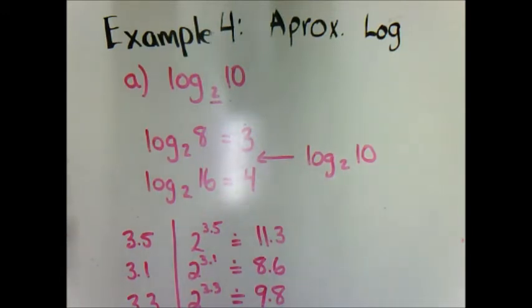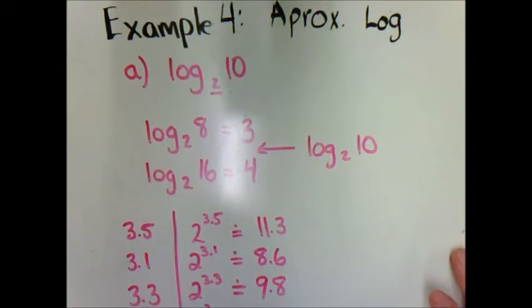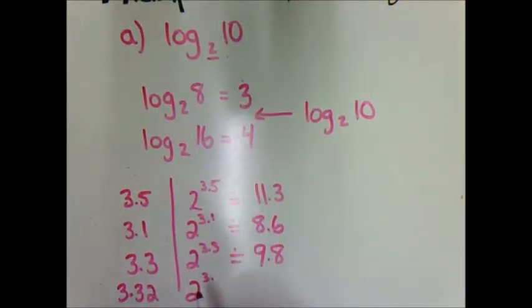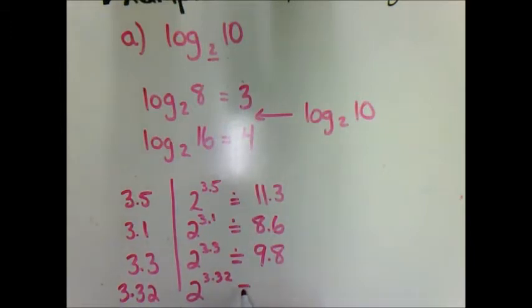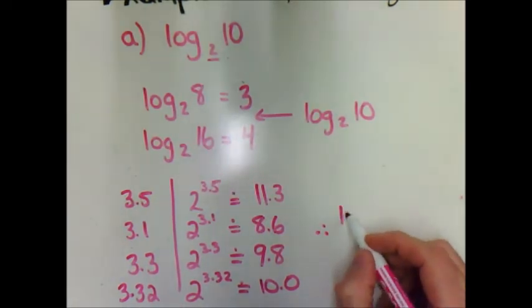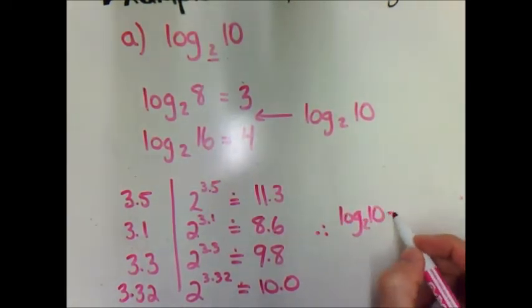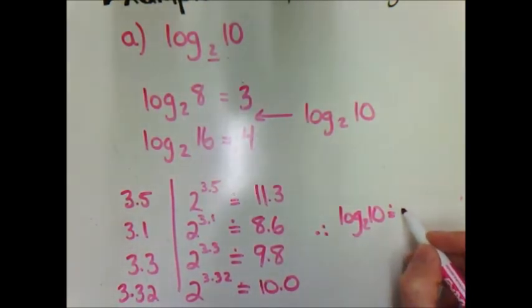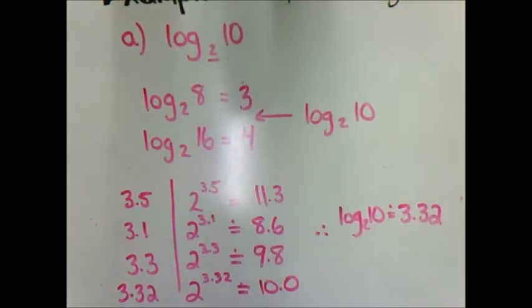Need to get a little bit higher with my value of y here. So let's try 3.32. 2 to the power of 3.32 equals approximately, if we round it to one decimal place, 10. And this is a good estimate. Therefore, the log of 10 to the base 2 is approximately 3.32.